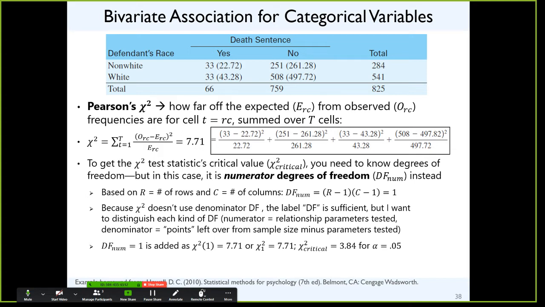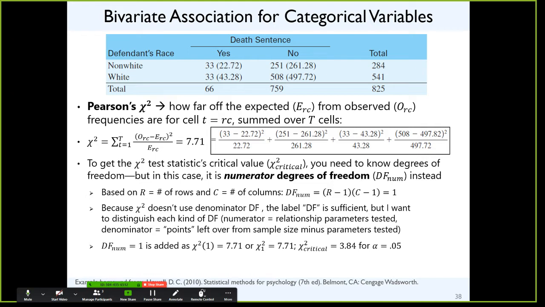Okay, what the hell is that? Is that good? Is that a lot? Well, it's relative to a distribution, the chi-square distribution. There is 1 degree of freedom here. So this is a different kind of degree of freedom than you know already.